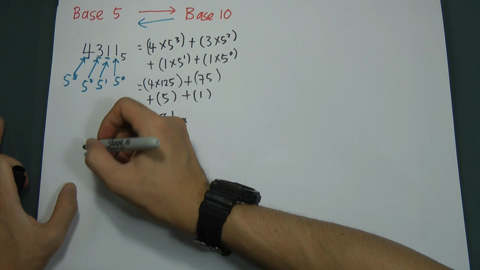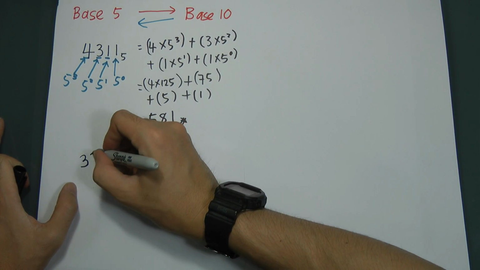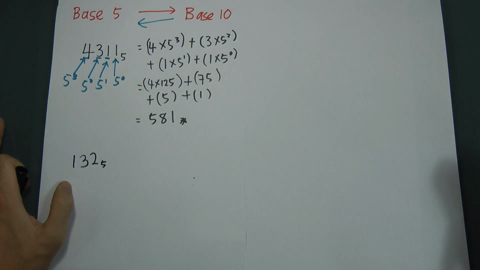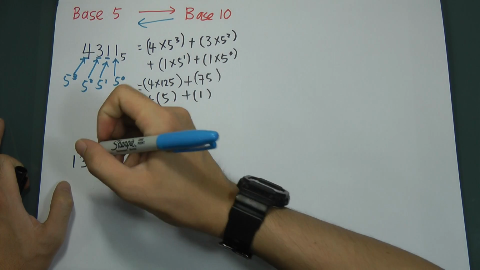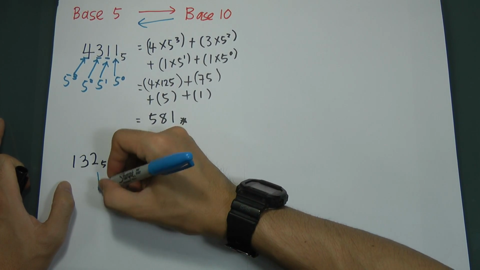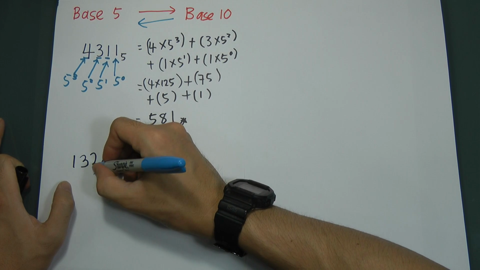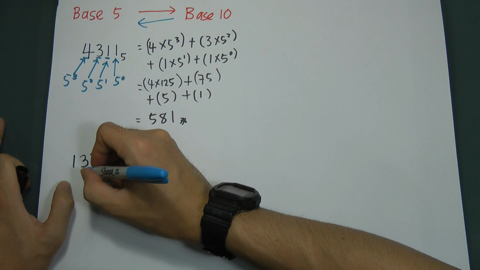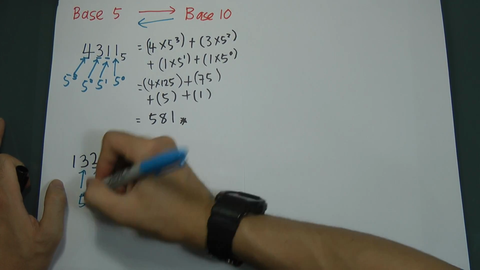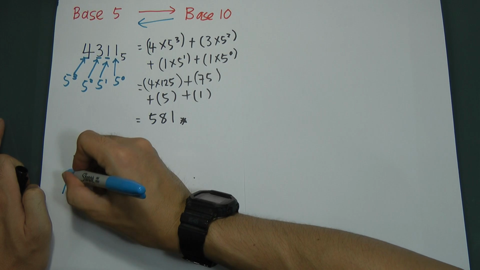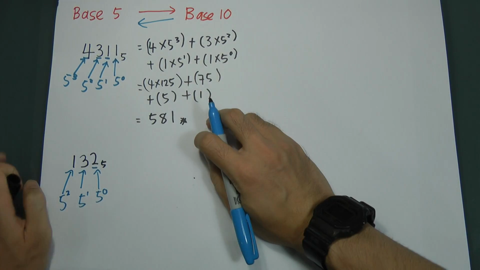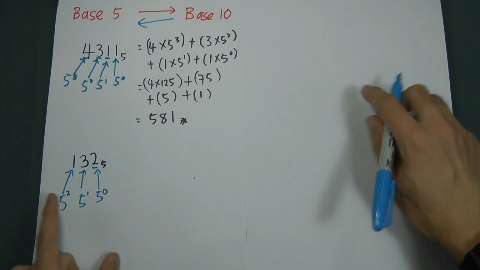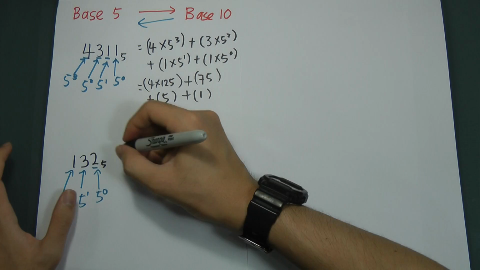Let's say I have 132 base 5. Now I want to convert it to base 10. I must understand each value. The position of 2 will be 2 multiplied by 5 power of 0. The 3 over here will be 3 multiplied by 5 power of 1. The 1 over here will be 1 multiplied by 5 power of 2. So this always follows the sequence 0, 1, 2. Then to change to base 10, I just sum all the values.